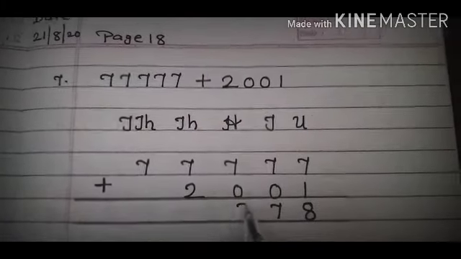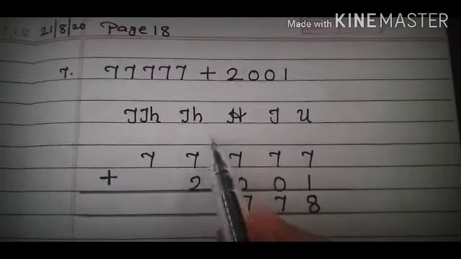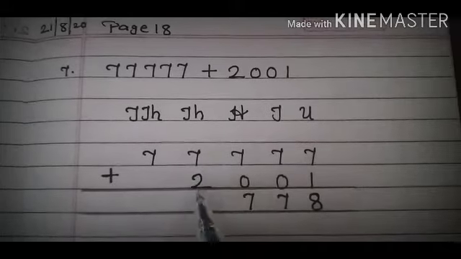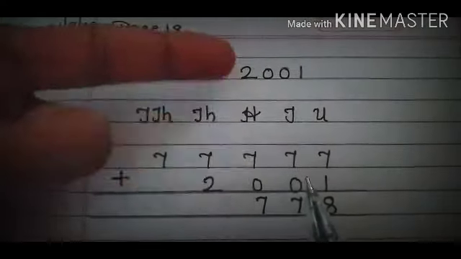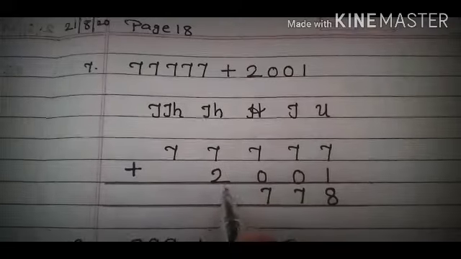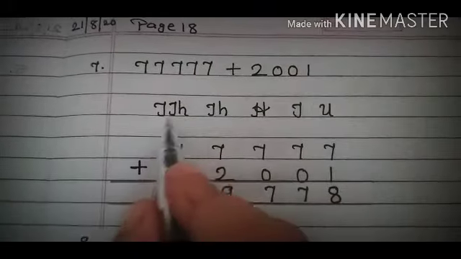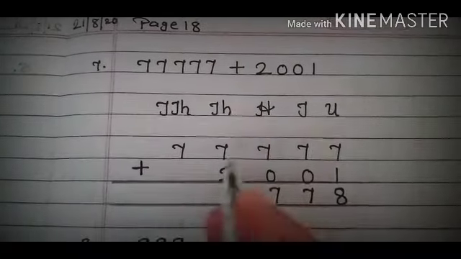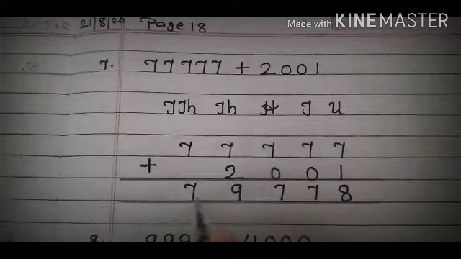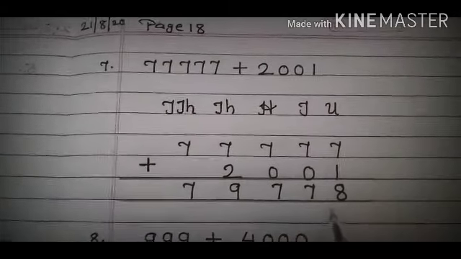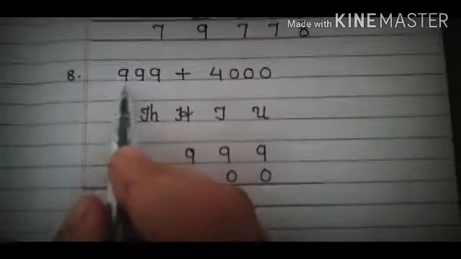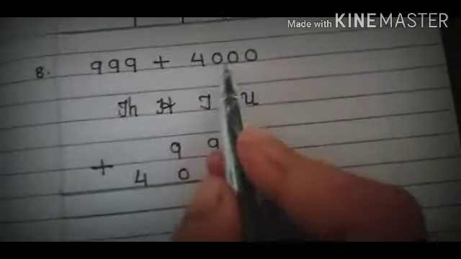So the answer is 7. In thousands place, 7 plus 2. So take 2 fingers and take 7 in your mind, that is 8 and 9. So the answer is 9. And in 10,000s place only 7 is there. So write down 7 in 10,000s place. So our answer is 79,778.